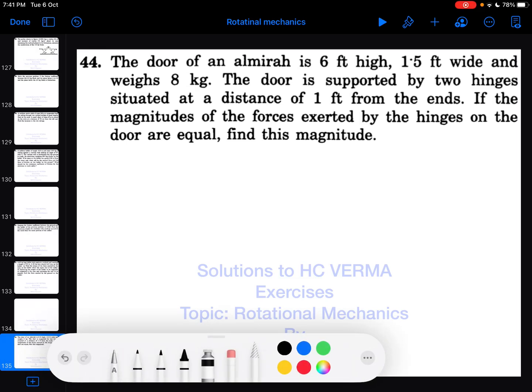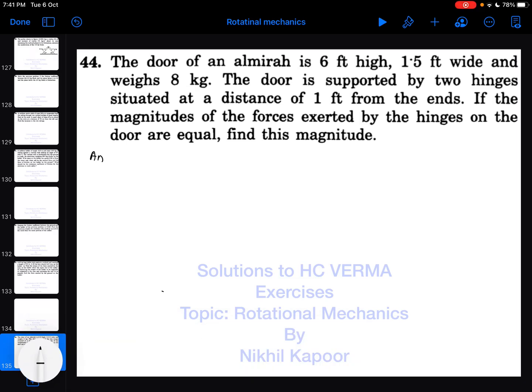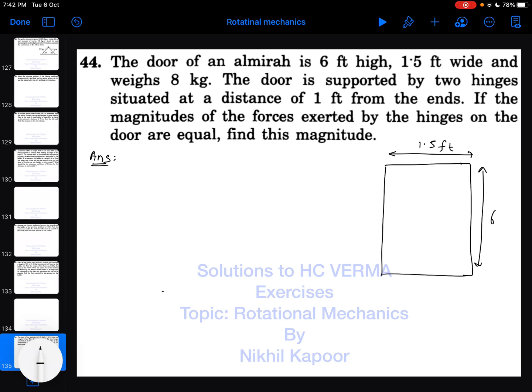With the 44th example, the door of an almirah is 6 feet high and 1.5 meter wide. So let's draw the door. So this is the door which is 6 feet high and 1.5 meter in width. This is 1.5 and this is the 6 feet.